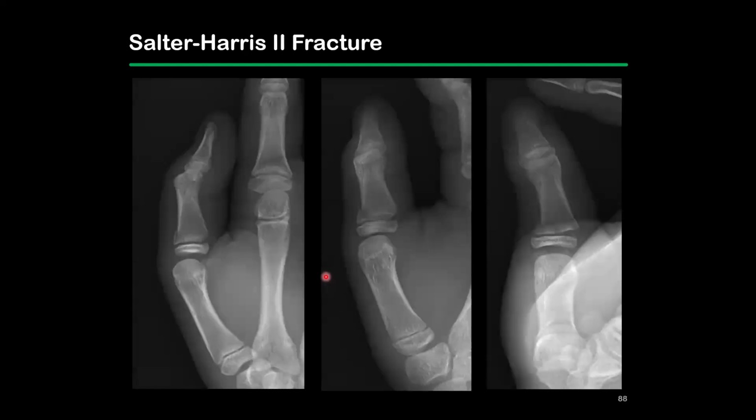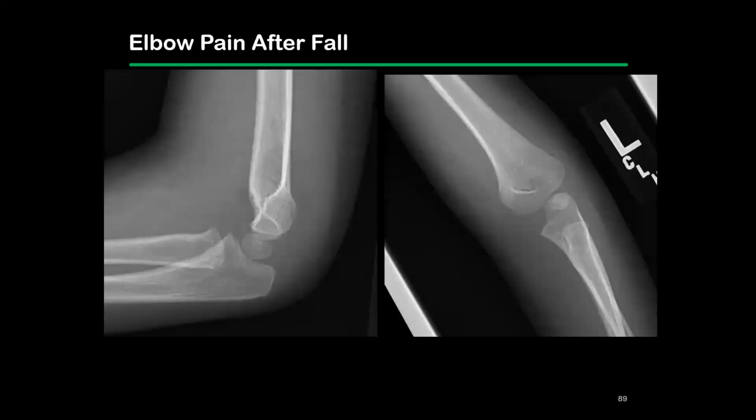This is a Salter-Harris 2 of the thumb as well. And so here we see this fracture line through the metaphysis. And then looking at the physis, particularly on this view, you can see it's widened here and more of a normal caliber here. So this fracture involved the physis.